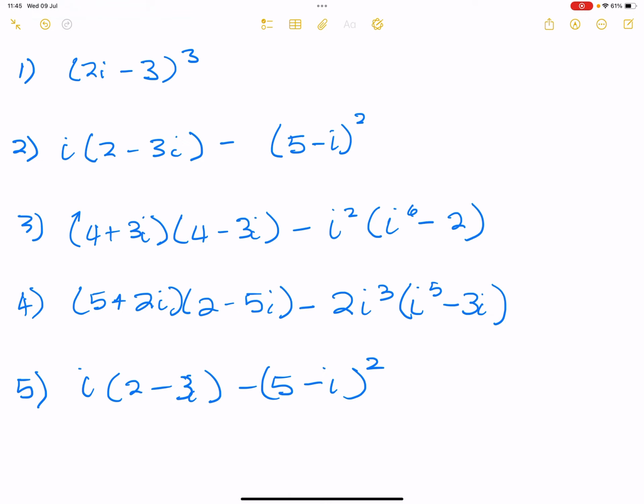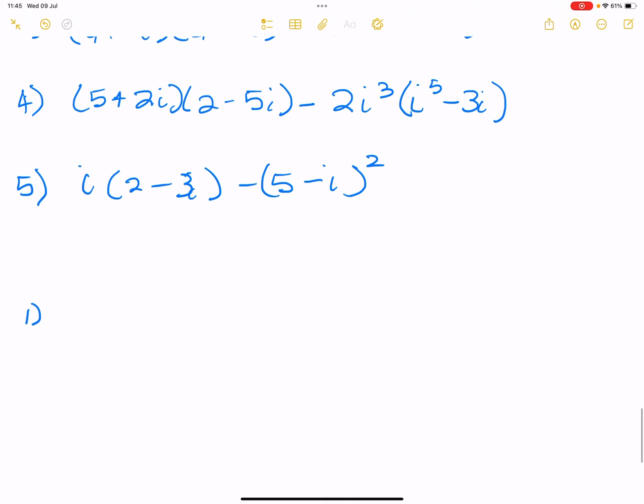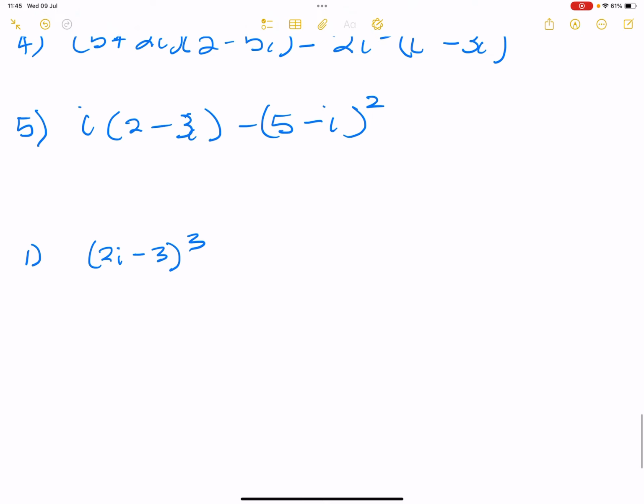Okay, so we've got (2i minus 3), all cubed. So that's (2i minus 3) cubed. How would we go about this one? Firstly, you're going to have (2i minus 3) into (2i minus 3) squared. It's easier to deal with this because we've already learned how to do so. So I'm going to have (2i minus 3) into, now remember what I said to you.